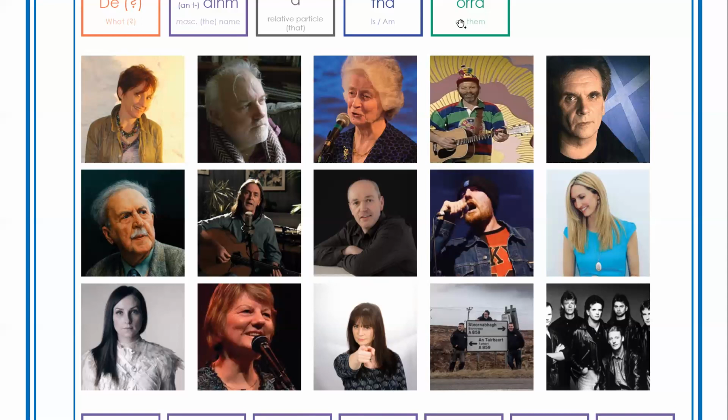And in the last two, we use Oda on them. This is a new band. They're from the Isle of Lewis.